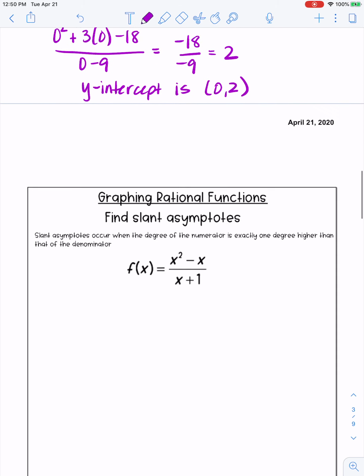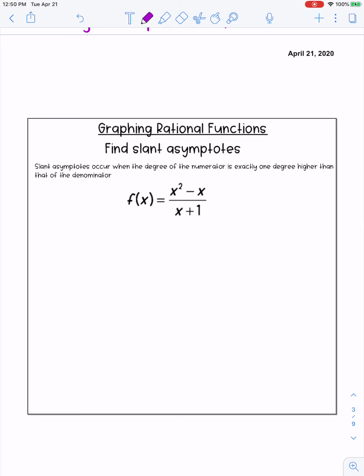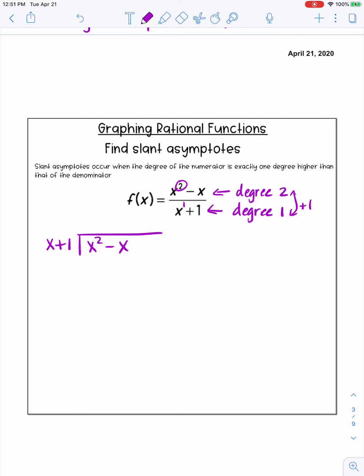Okay, so how do we find slant asymptotes? So if you read my little explanation on the top, slant asymptotes occur when the degree of the numerator is exactly 1 degree higher than that of the denominator. So if you look up here, this is a degree 2, that polynomial. And here, this is a degree of 1. Do you see that the numerator is exactly 1 higher than the denominator? When in that situation, I have a slant asymptote. So to find my slant asymptote, you have to do division. So you're basically dividing x plus 1 into x squared minus x. You're doing long division. Okay?